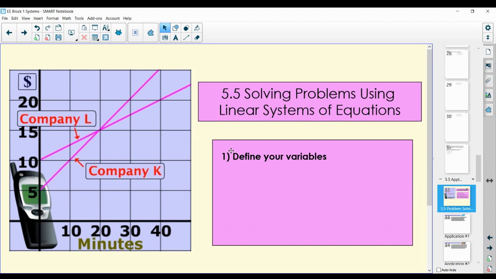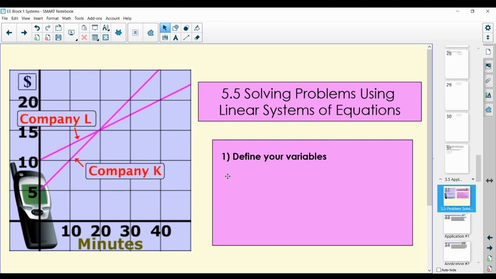It might be an unknown cost, it might be an unknown value, but you're going to set it up as x equals this amount and y equals this amount. And it's important that you're clear with your variables. If you just say x represents books, that doesn't tell me whether we're talking about the number of books or the cost per book. So when you're defining your variables, be clear on specifically what you mean, not just books or cats or cell phones.